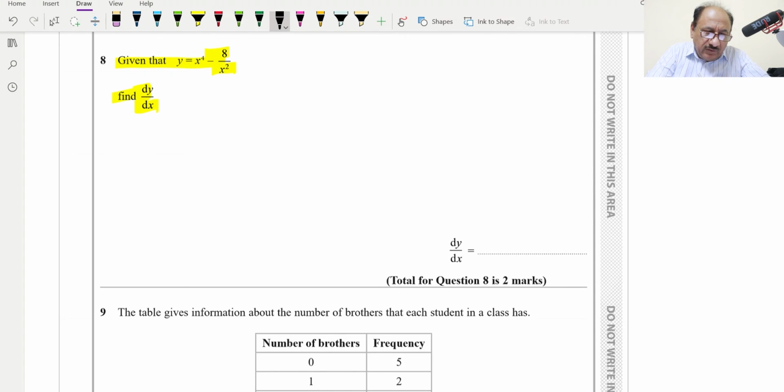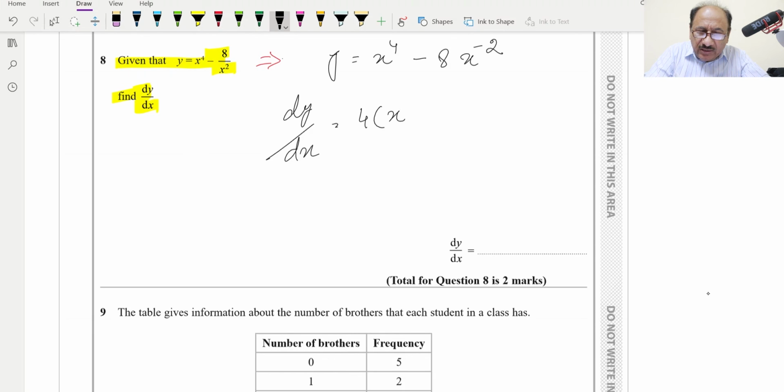So first we will arrange it, for example we can rearrange it as y is equal to x raised to 4 minus 8 x raised to minus 2. Now we can write the derivative dy over dx as: power will be taken first, and x raised to 4 minus 1, and minus 8 into power will pull first, and then x raised to minus 2 minus 1.